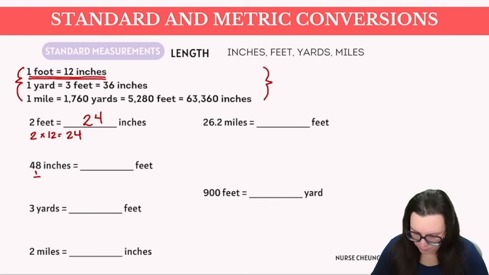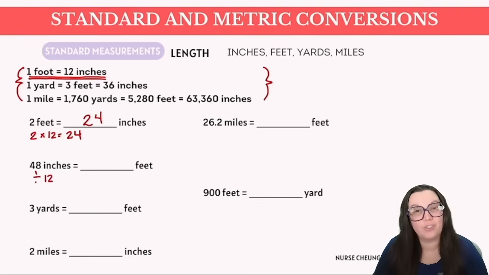So we're just going to divide our 48 inches by 12. So 48 divided by 12 gives us 4 feet, which is the correct answer to problem 2.